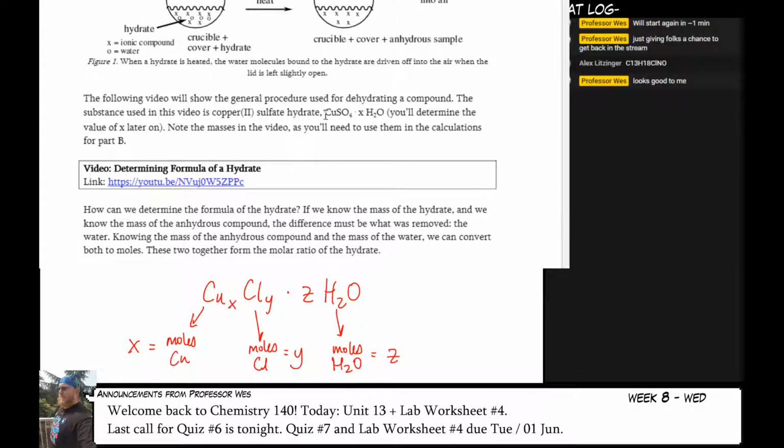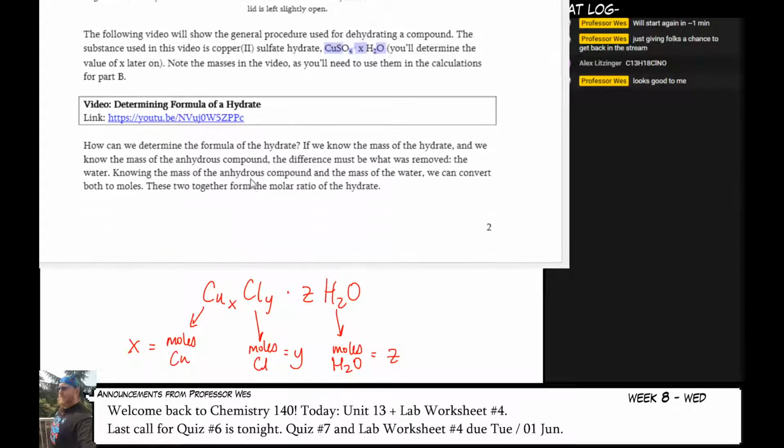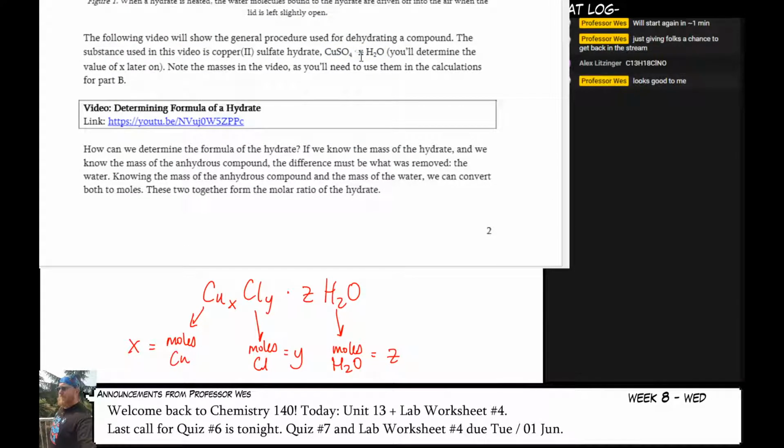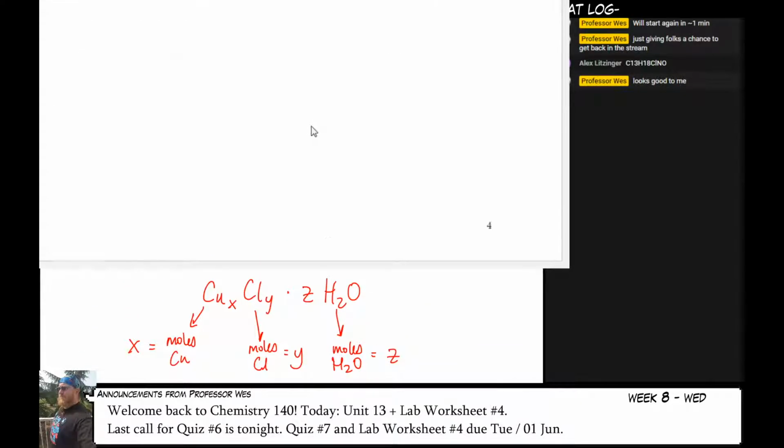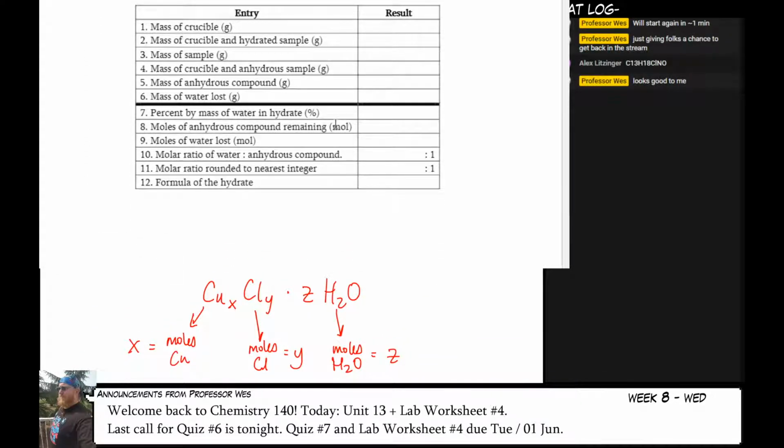Oh, wait, sorry. They use a different hydrate here. They use copper sulfate here. So what they do for their experiment is they figure out just how much water is in this sample. And then you're going to figure out its formula by filling in X. I've already told you the formula of the compound. We don't need to isolate the copper or the sulfur for this case, because I've already told you it's 1 copper per 1 sulfur. But how much water is there for that hydrate? You'll find out by watching the video and recording your information in this data table right here.